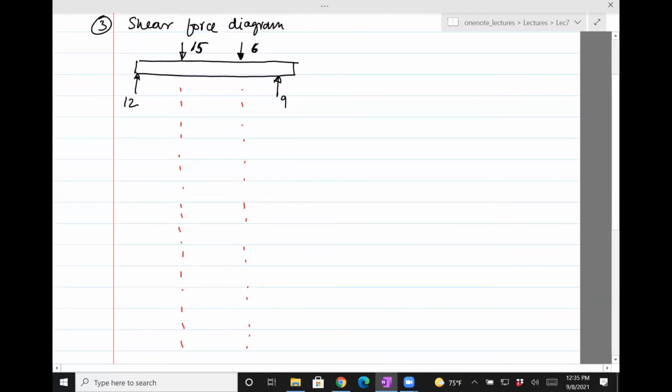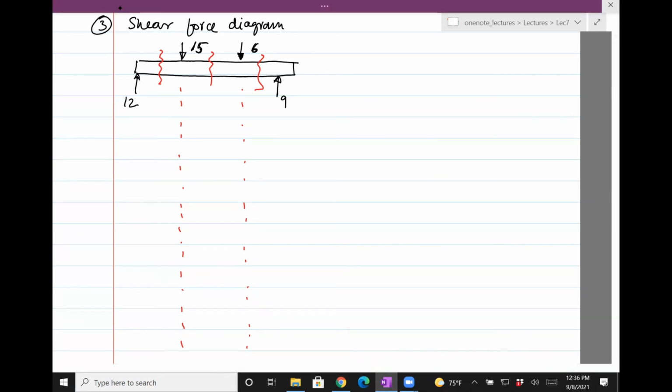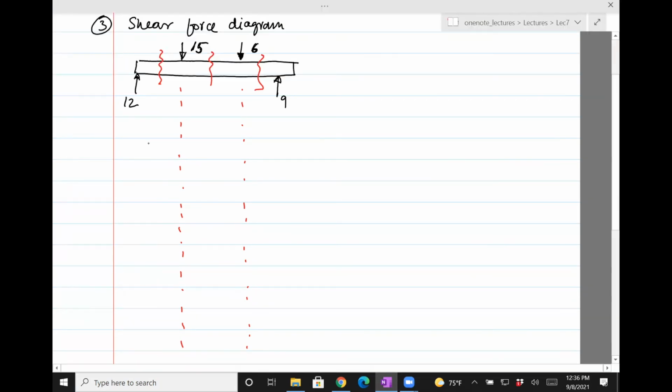So the goal here is to find the shear force at every location. As I said, we can do this strategically by choosing a few locations. The way this works is every time the external force changes, you need to write an equation. So I need to write a shear force equation here, here, and here. That's it. So three equations.